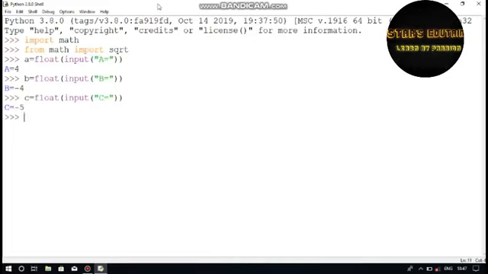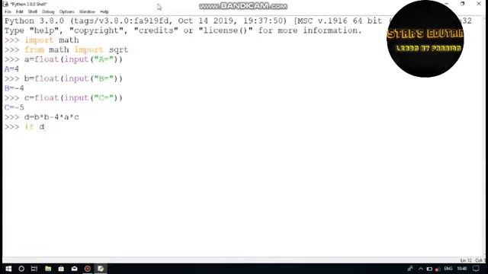Okay, I want to make another variable named d, which equals b into b minus 4 into a into c.